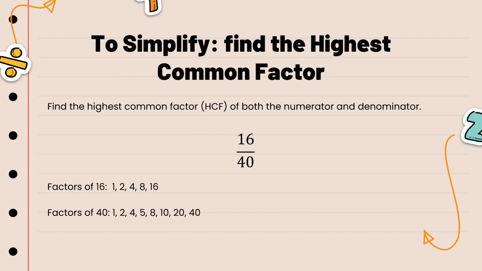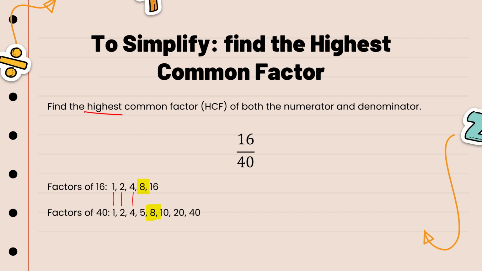Now, to simplify fractions, we use the highest common factor. The highest common factor is the number that both the numerator and the denominator share and is the highest factor in each. So for example, we would need to find the factors of both numbers. The factors of 16 are 1, 2, 4, 8, and 16, and the factors of 40 are 1, 2, 4, 5, 8, 10, 20, and 40. Now, obviously 1, 2, and 4 are all common factors, which means that they're factors of 16 and 40, but we want the highest common factor. And now we can see that the highest common factor is 8.